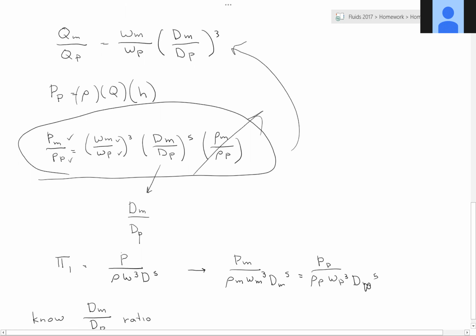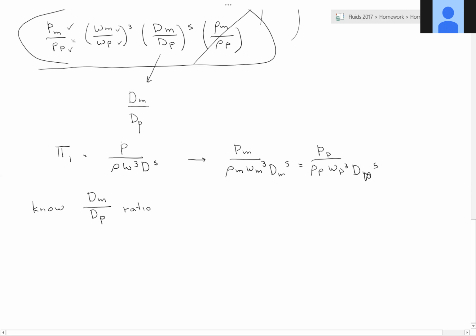diameter of the prototype, now we can solve for this. And that's what you're going to see in these problems. Sometimes you have to put together a whole bunch of things and just figure out ratios.